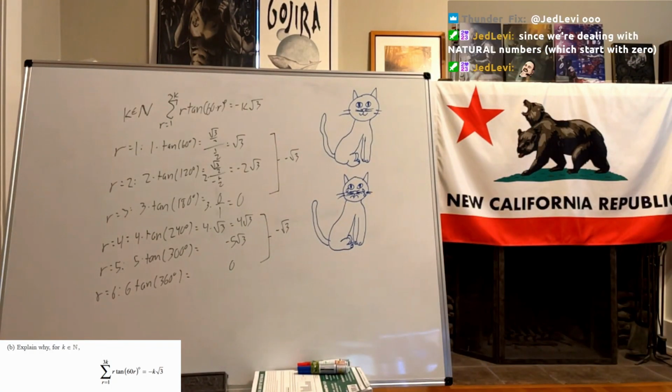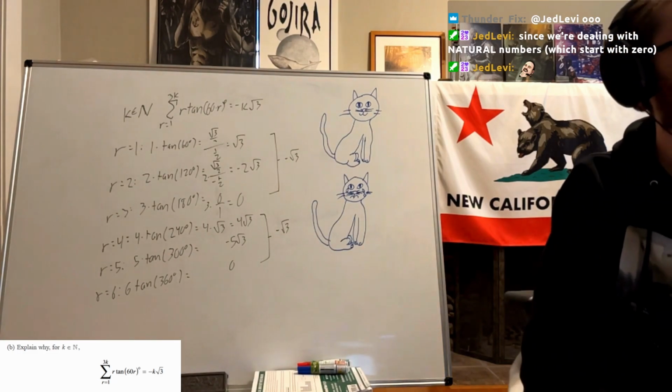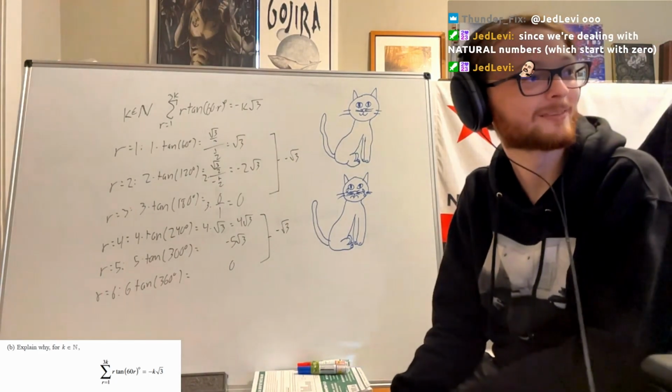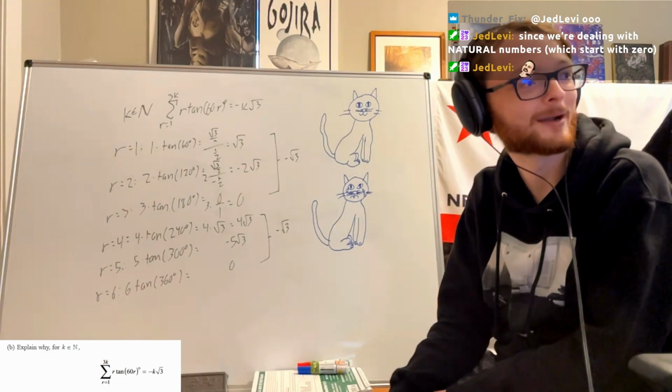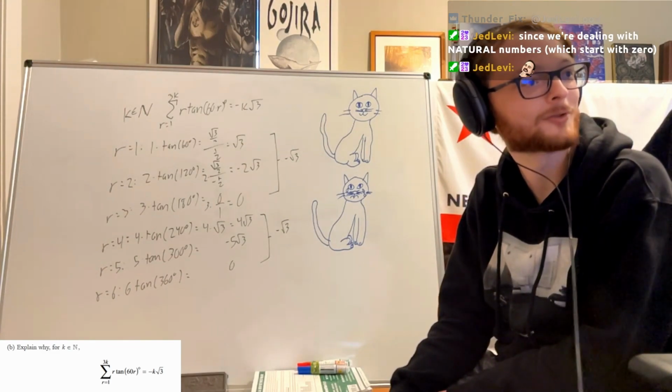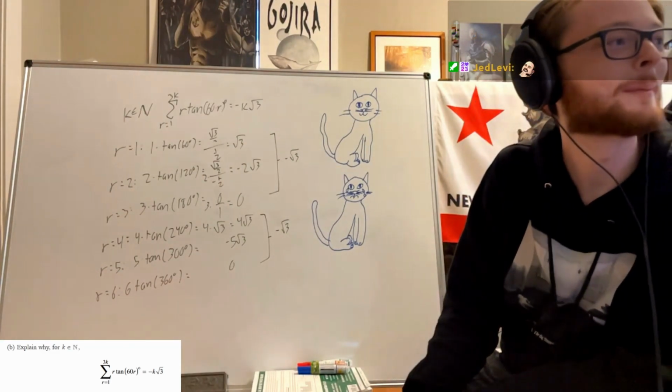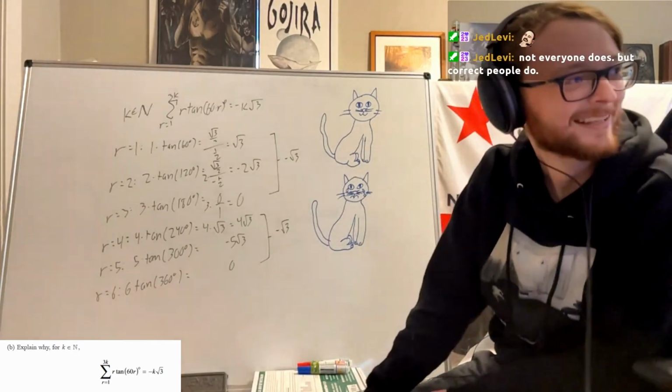Well, okay, not everyone starts the natural numbers with 0, Jed. So that's actually a tricky thing. It might also work for k equals 0, but not everyone starts n from 0. I don't know why. It's apparently a point of contention. Correct, some people do. Okay, there you go.